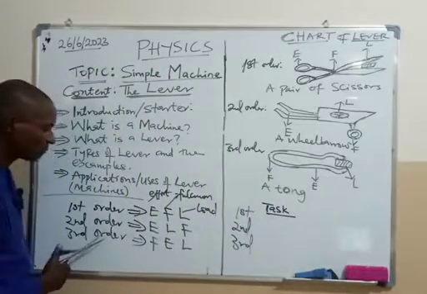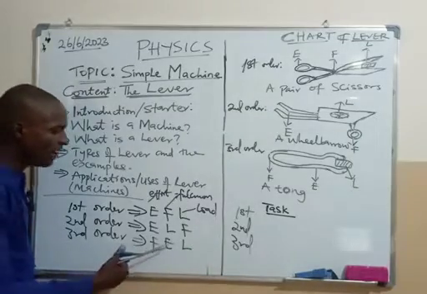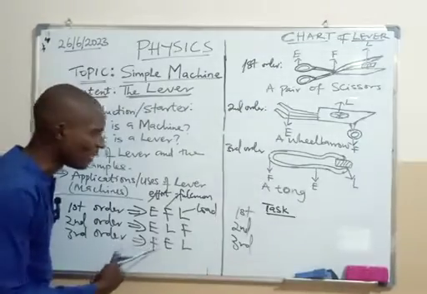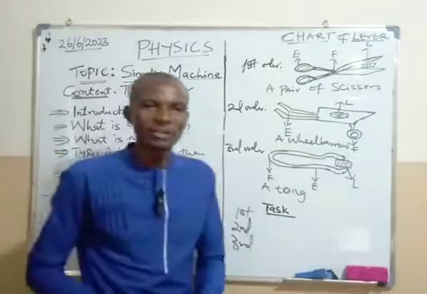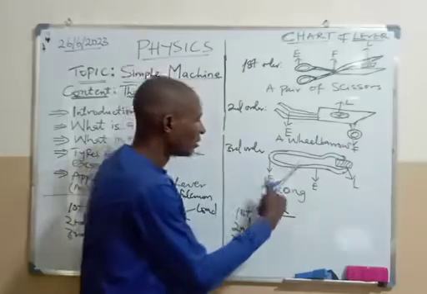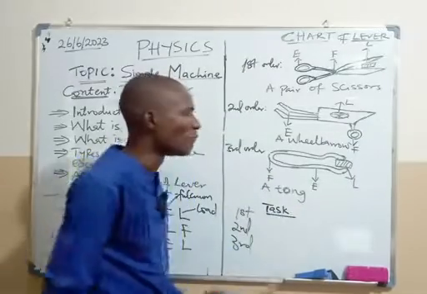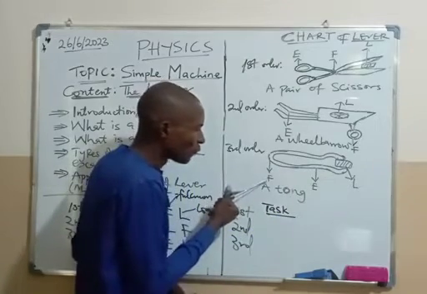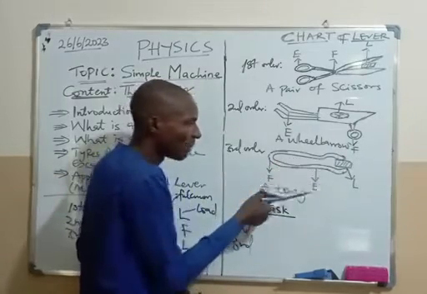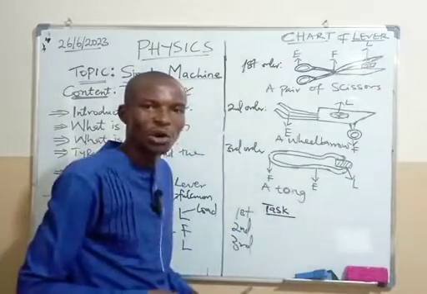Then we have the third order. In the third order lever, we have the effort placed in between the fulcrum and load. The effort is at the center. A typical example of that is the tongs, used in the laboratory or by the blacksmith or goldsmith for holding hot objects. This rigid point is the fulcrum. Where you place your hand and apply the force is the effort. The point where the object is held is the load.